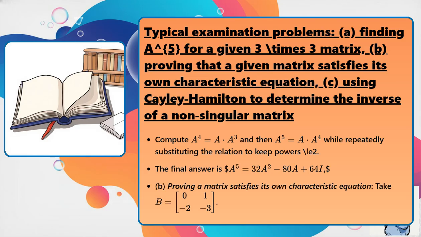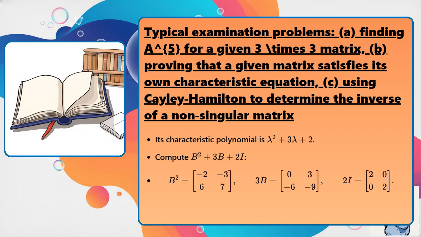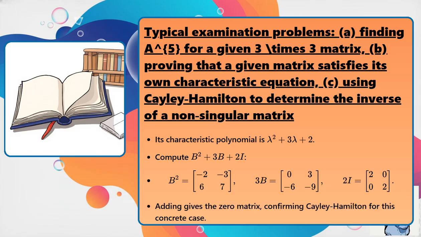Take B equals a 2×2 matrix with first row 0, 1, second row minus 2, minus 3. Its characteristic polynomial is lambda squared plus 3 lambda plus 2. Compute B squared plus 3B plus 2I. B squared equals a 2×2 matrix with first row minus 2, minus 3, second row 6, 7. 3B equals a 2×2 matrix with first row 0, 3, second row minus 6, minus 9. 2I equals a 2×2 identity matrix with diagonal entries 2, 2. Adding gives the 0 matrix, confirming Cayley-Hamilton for this concrete case.